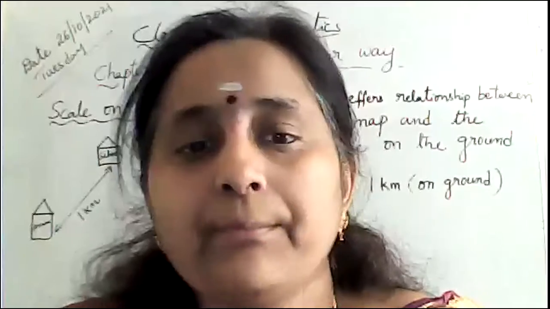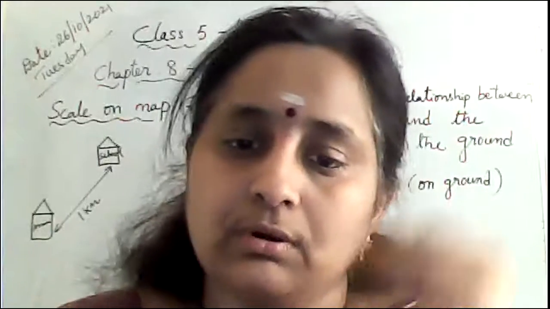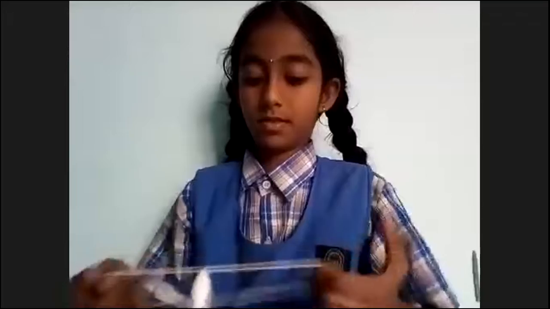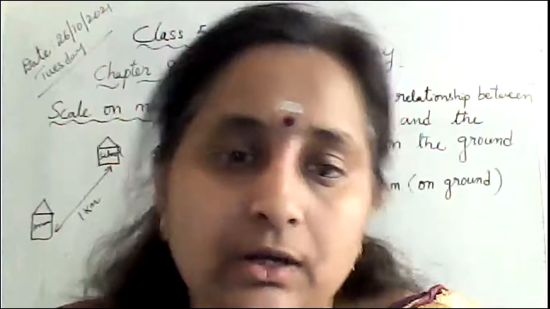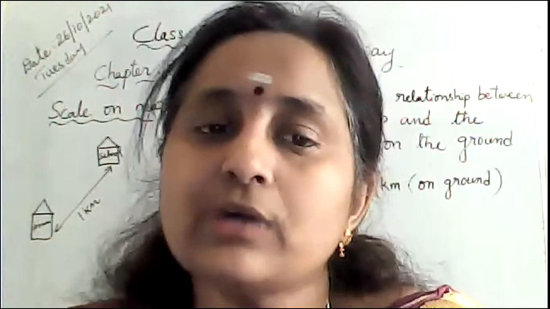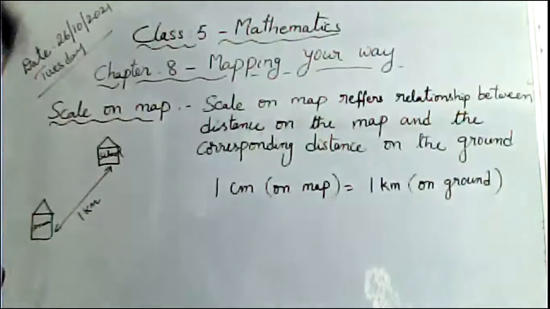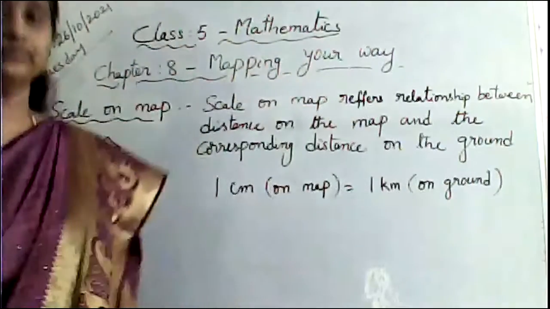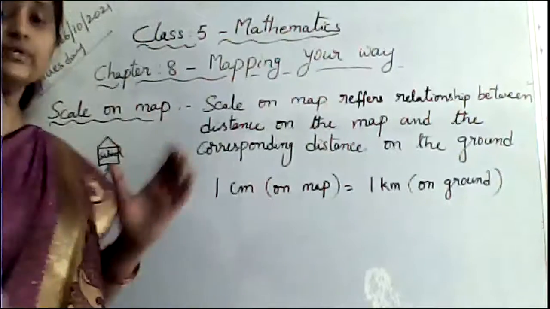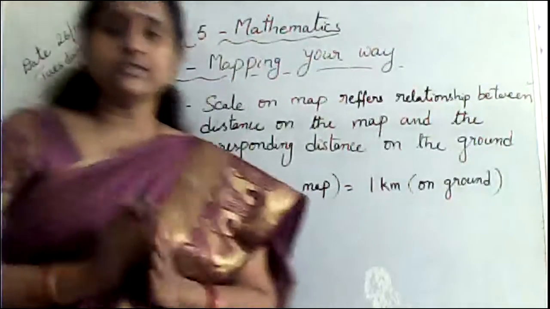Now, suppose the distance between our house and school is some 2 or 3 kilometers. Can you draw the 2 or 3 kilometers on a paper? No, very good. We cannot draw. So then what will we do? How will we locate? There we will use a scale. We will use a scale to draw a map.